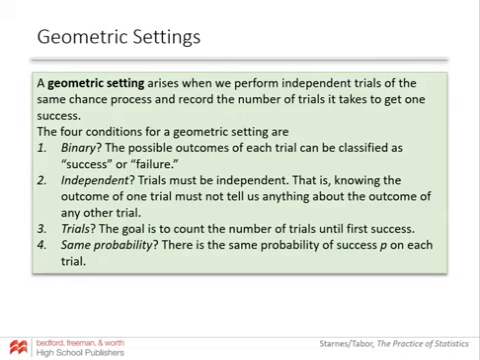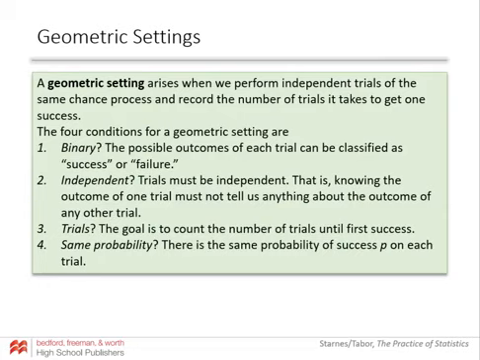All right, the other kind of random variable that we're going to look at besides binomial is a geometric random variable. Okay, so for geometric settings, there are still 4 conditions, just slightly different from the binomial ones, okay? Still got to be binary. So each outcome is either a success or failure.